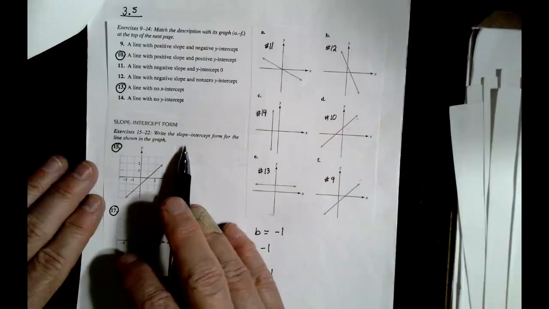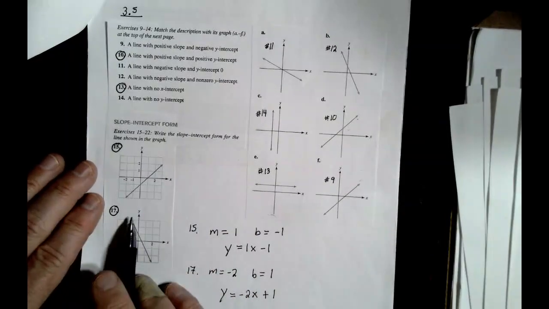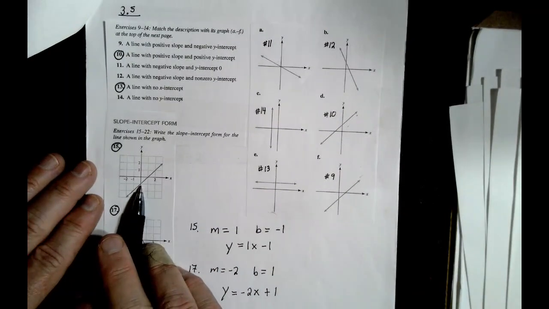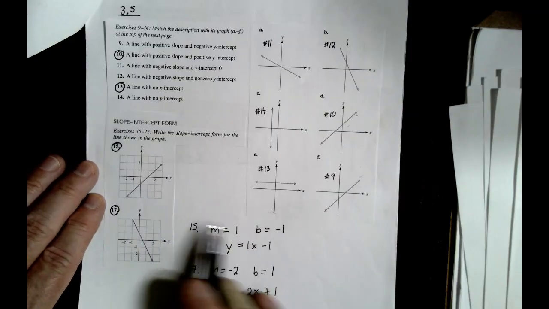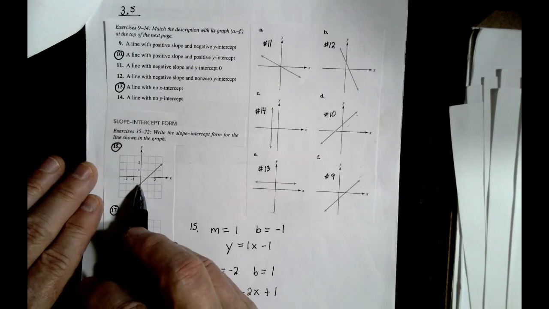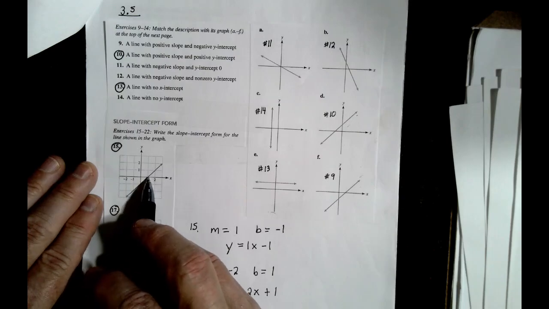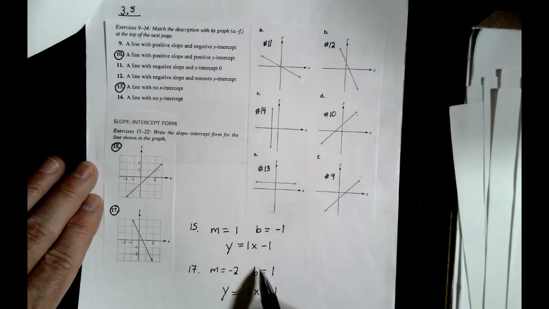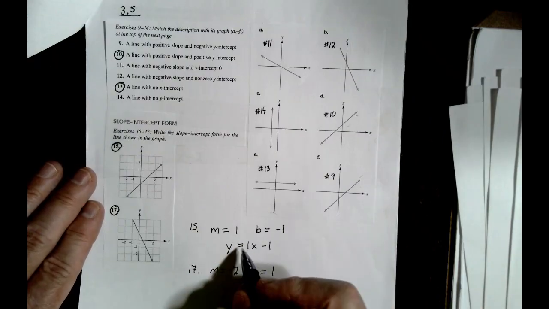Alright, 15, it says write the slope-intercept form of the line. So we know it's got a y-intercept of -1, so our b is -1. How do we find our slope? Well, you rise 1, run 1. You go from one point to another point. Rise 1, run 1. Positive 1 over 1 is 1. And you just plug in those two numbers into your mx plus b.